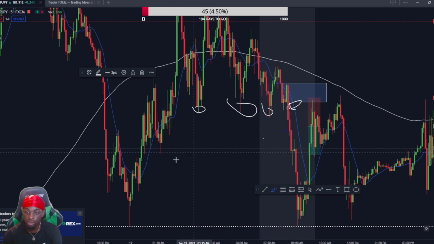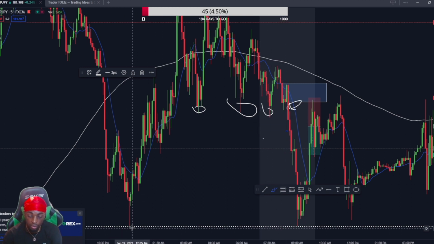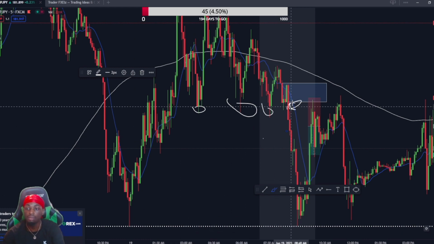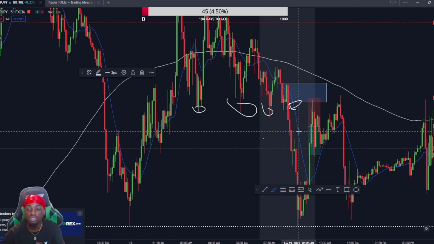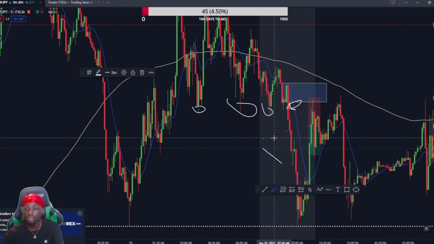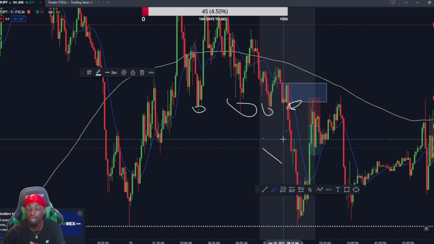It broke the structure. It didn't break all the way down here, which would have been even more confirmation, but it broke structure to tell me that it's under here. Everything is lining up. So all that tells me is even more confirmations to sell, buy, whatever you're doing. It's just giving me more confirmations.